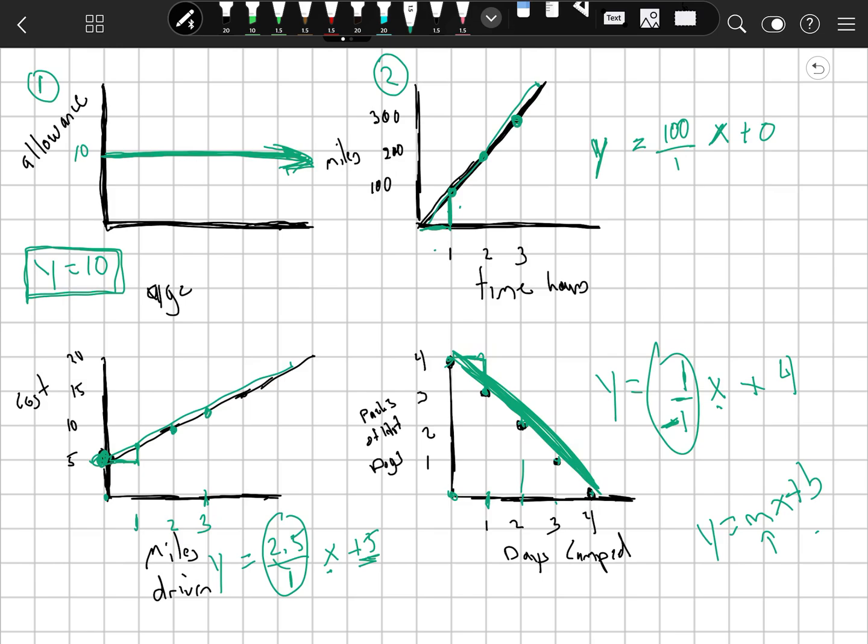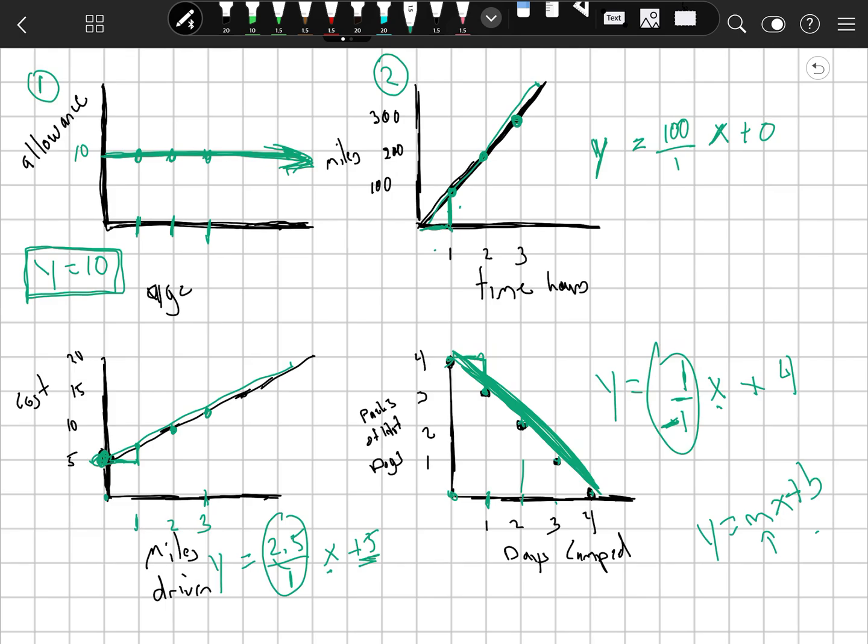All right, so these are all linear equations. They are also all functions, meaning that for every input, one output. For example, when this boy was 1 year old or 2 years old, he made $10. When he was 4 years old, he made $10 again. When he was 6 years old, he made $10.